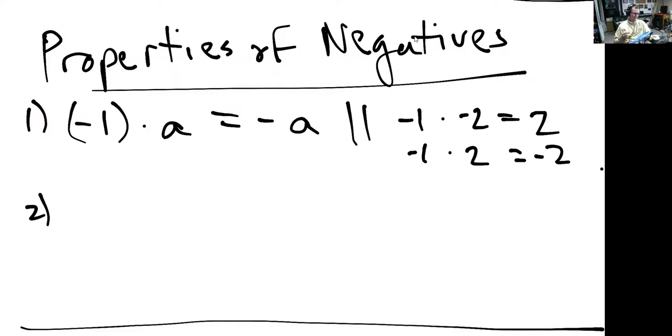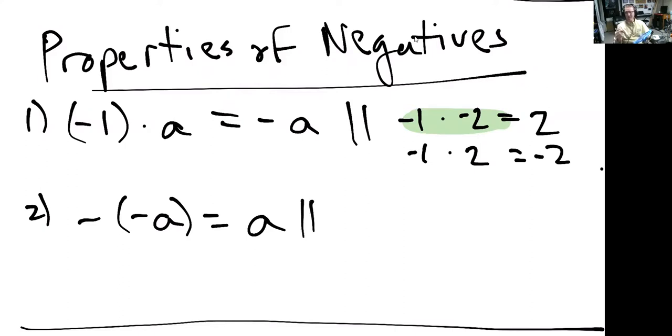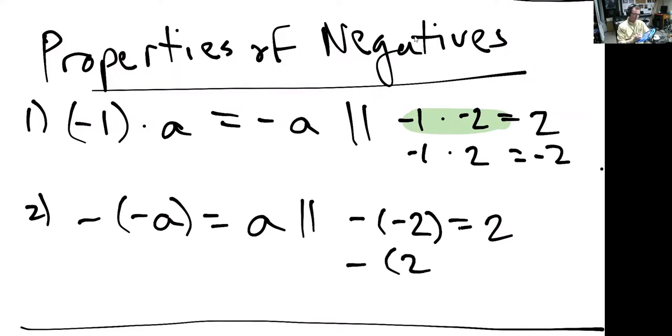The second property is kind of what we see right here, actually. It's the general form of what happens when you take the opposite, which is the same as multiplying by a negative one, when you take the opposite of a negative of any old number, A. And what we saw up in that first example is that it gets rid of the negative sign, or if that number was already negative, it makes the whole thing positive. So this is just that number A. A couple examples: we take the opposite of negative two, which is two, or we take the opposite of two, any number, and we get negative two, the opposite of it.